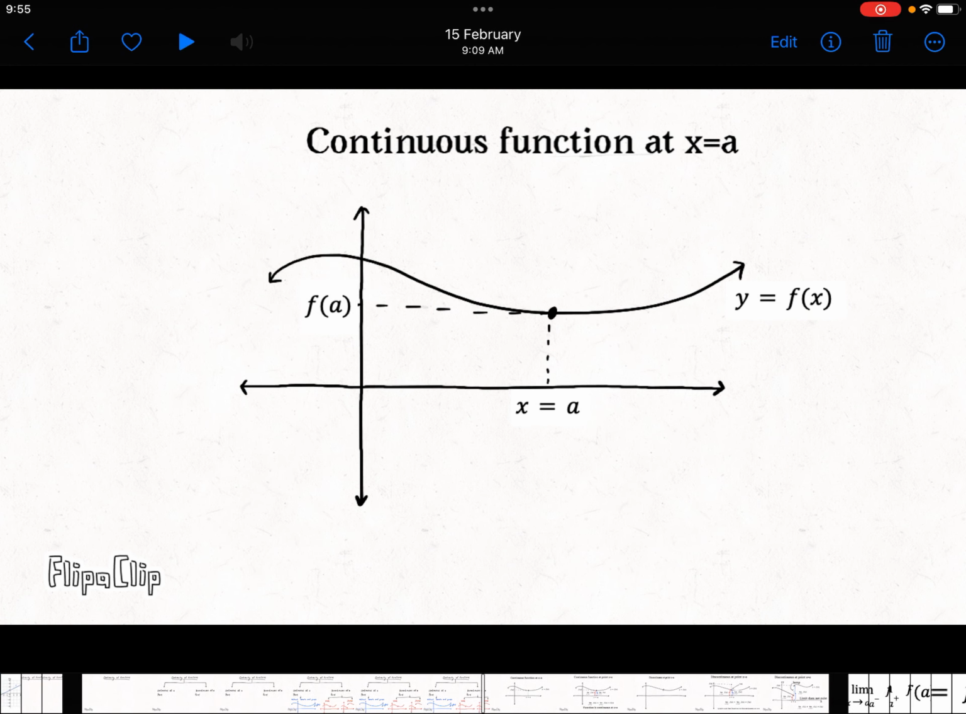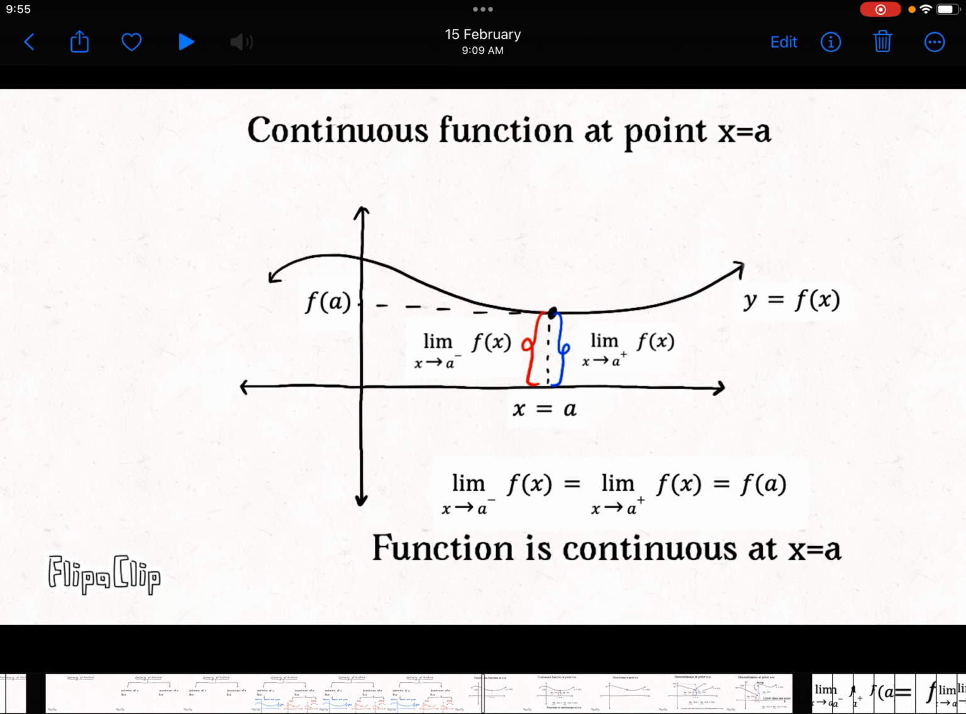So, continuous function at x equals a. At x equals a, for this function y equals f(x), the value is f(a). If we approach this value of a from the left hand side, we say it is the limit as x tends to a negative of f(x). And if we approach x equals a from the right hand side, it is represented as the limit as x tends to a plus of f(x). Now remember, we are not going to be equal at x equals a, just closer to a from the left and closer to a from the right.